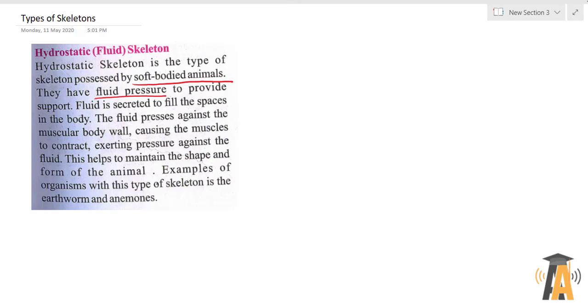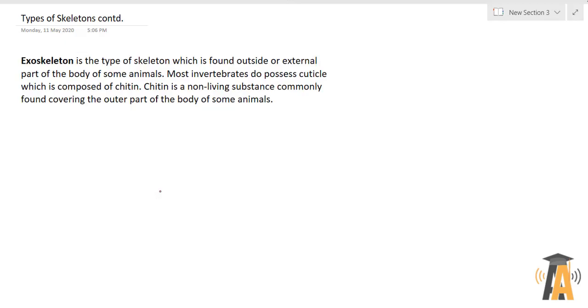Examples of organisms with this type of skeleton are earthworms. You have earthworm here, and anemones. So these are examples of organisms that use a hydrostatic skeleton. They use fluid pressure to maintain or give themselves support. The second type of skeleton we have is the exoskeleton.